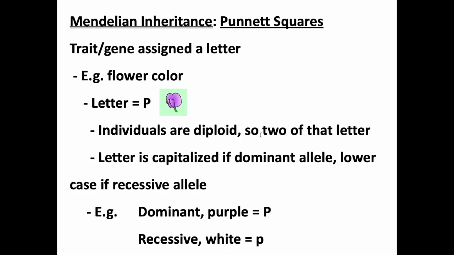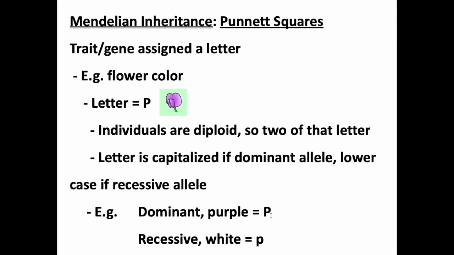So each one of these parents is going to have a P and another P. How do we distinguish between dominant and recessive alleles? Again, P doesn't refer to any specific phenotype. P is just talking about flower color. What if there's a white allele? Do we use W? No, we don't use W. Never use W. We have to distinguish between dominant and recessive by doing capital and lowercase. So the letter is capitalized if it is the dominant allele and lowercase if it's the recessive allele. Again, they're both P because they're both the same gene.